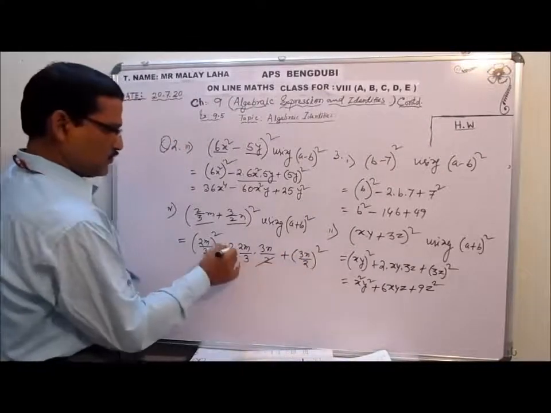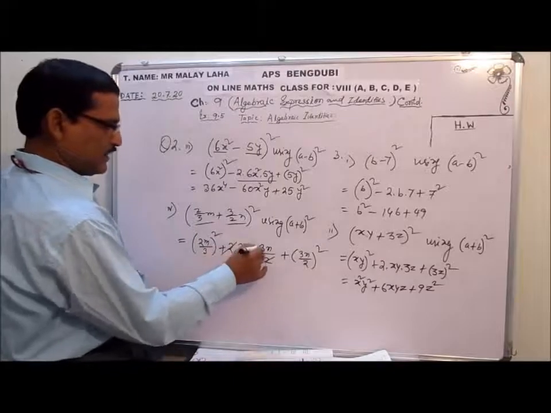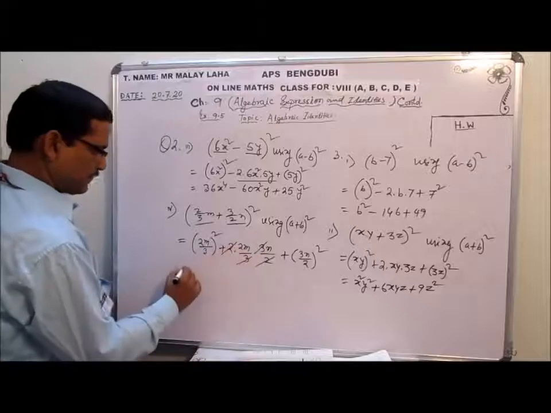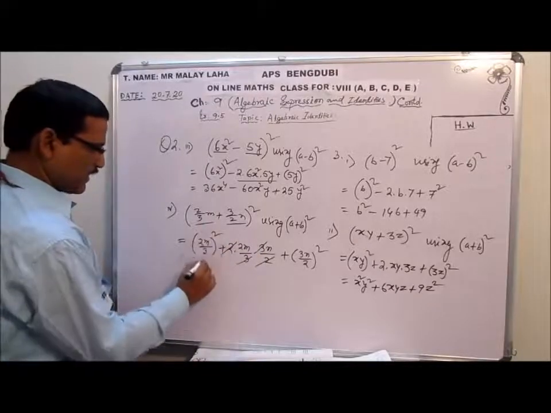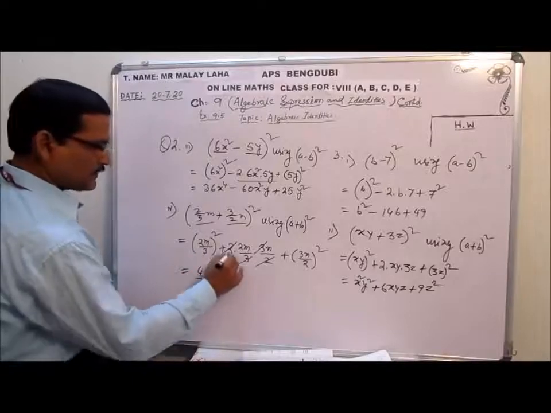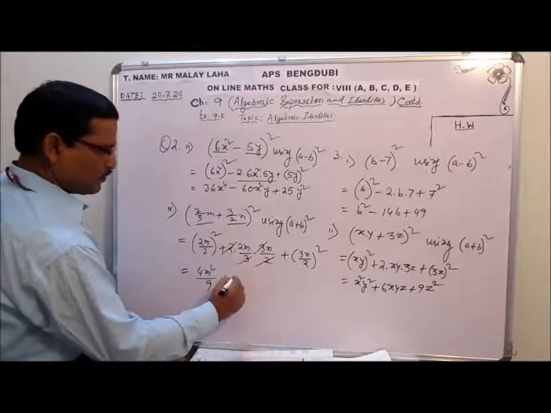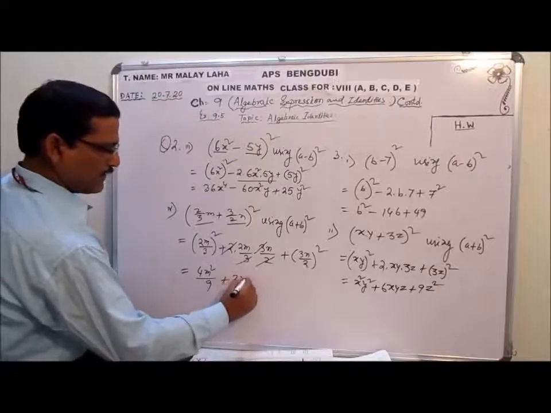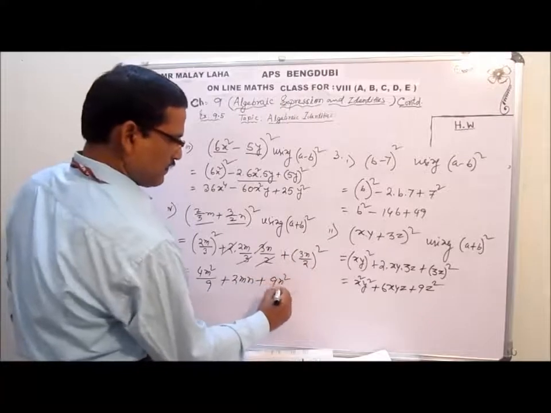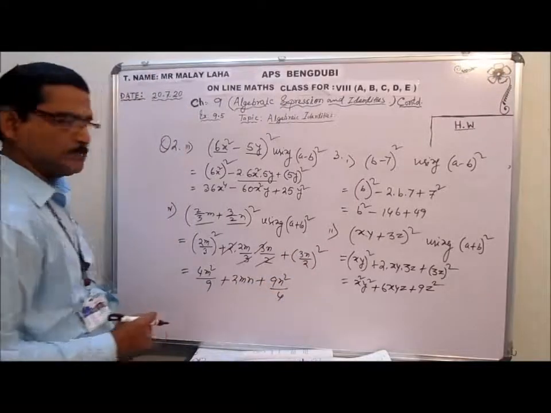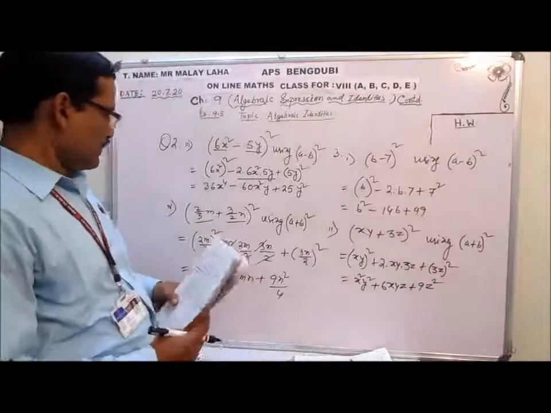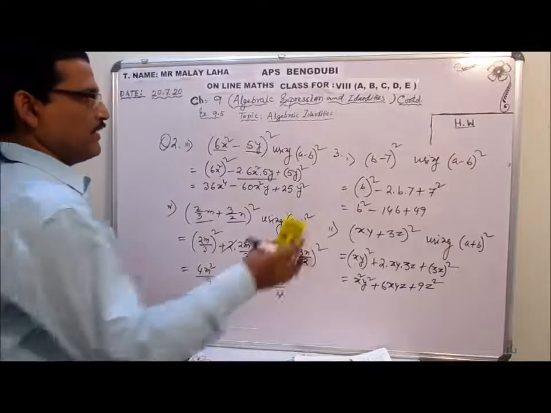You see this 2 and this 2 get cancelled. This 3 and this 3 get cancelled. What is left out? Only m and n, 2mn. So after squaring I am getting 4m square by 9, plus after simplifying I am getting 2mn, plus after squaring I am getting 9n square by 4. Any problem? Okay. Now question number 5.